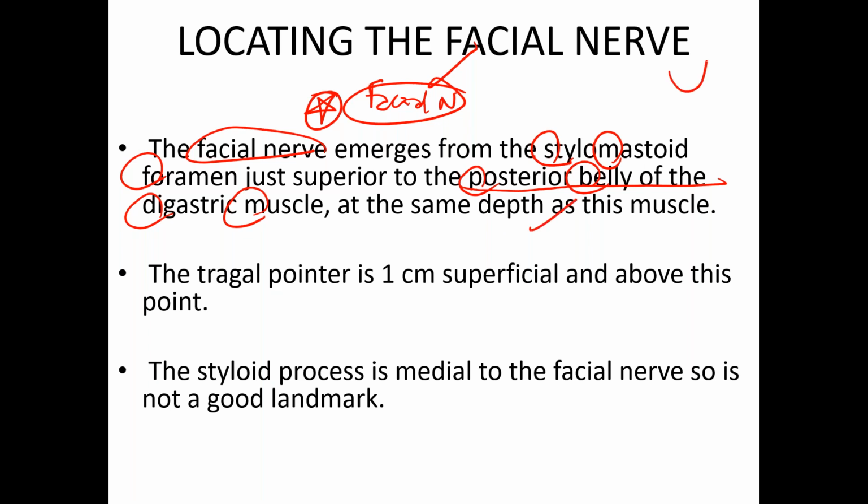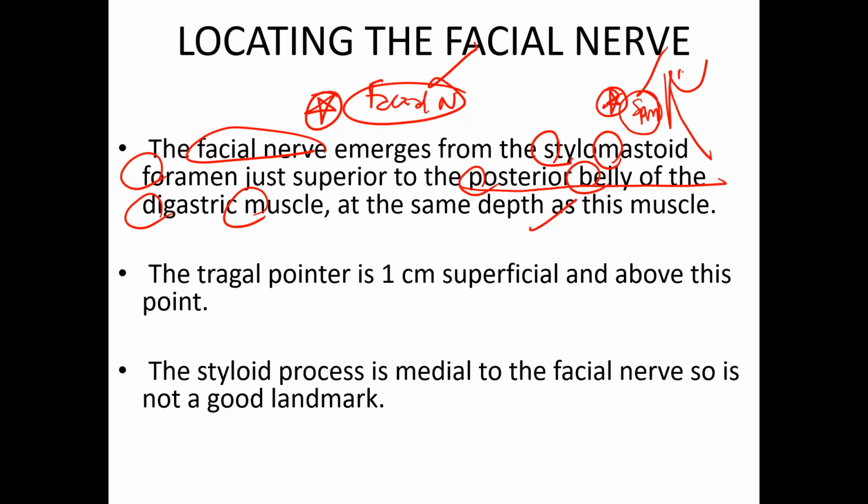So as you can see, once you take the mastoid process, this is the styloid process. The facial nerve comes like this, is it or not? So the styloid process is always medial. You should remember that the styloid process is medial to the facial nerve. You can use this as a landmark.